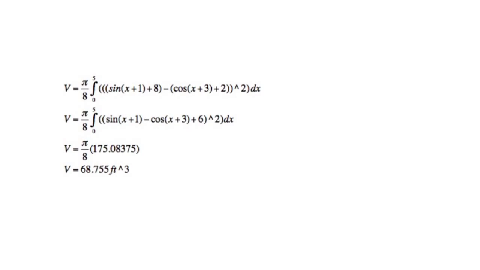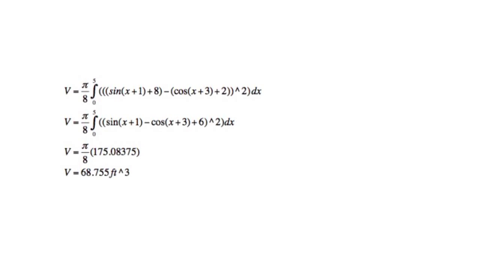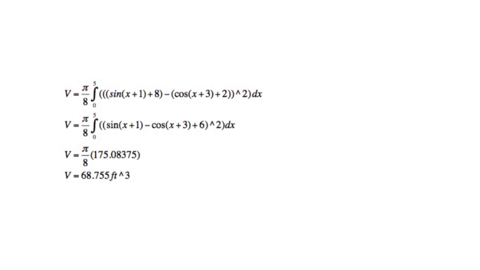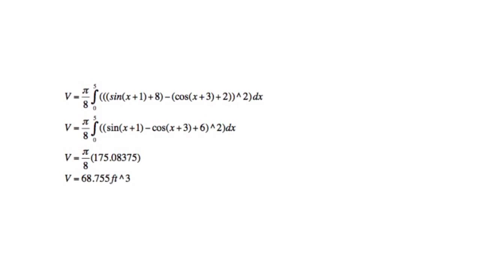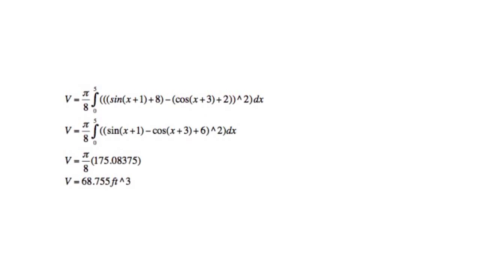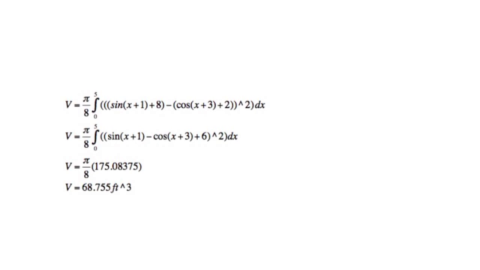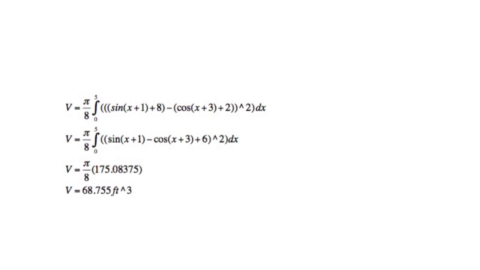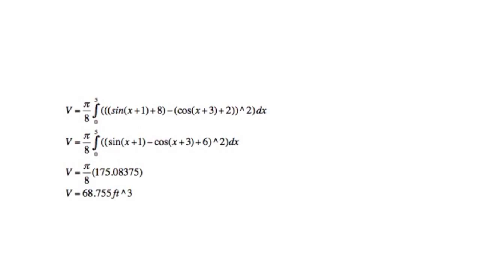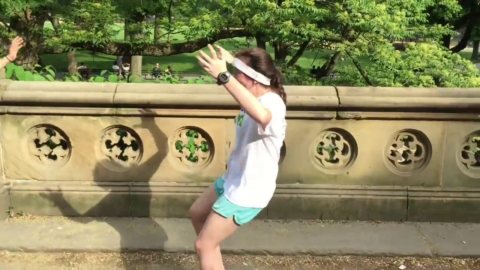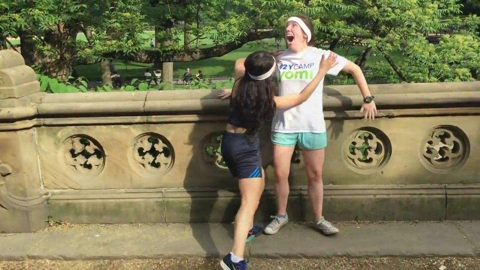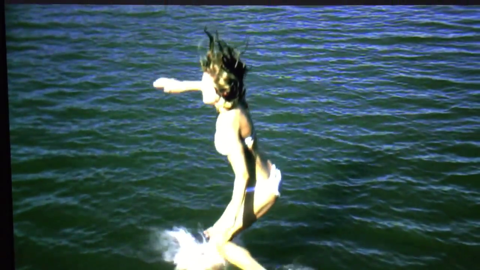In order to find the volume of the river, Pam uses semicircular cross sections. She multiplies pi over 8 by the integral from 0 to 5 of two contours of the river. She finds that the volume is 68.755 feet cubed. Knowing the volume of the river, Pam feels completely comfortable pushing Erin off the bridge into the rapidly flowing river. Back to the race. Oh, and Pam scares her! Whoa, and there Erin goes, right into the water.